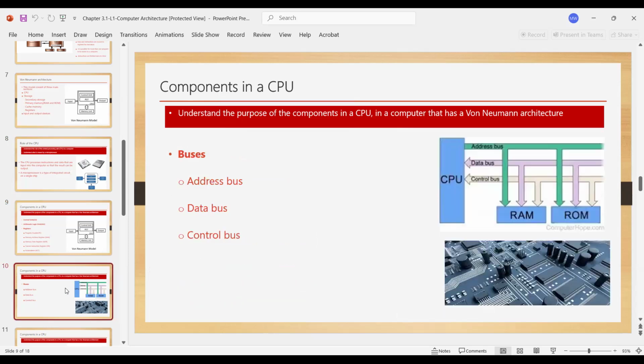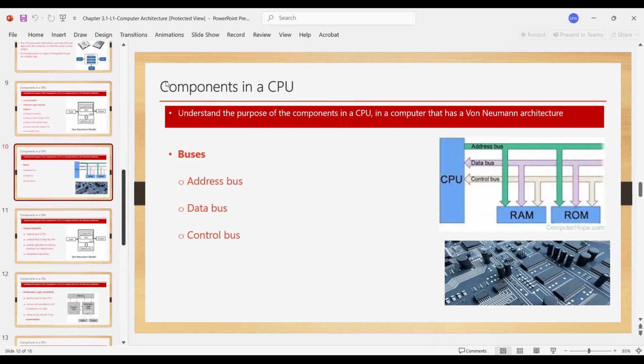In a von Neumann architecture, I also have the example of buses as well, and I have three types of buses. The three types of buses are address bus, data bus, and control bus. As you can see in this diagram, this is your CPU, and this is your RAM and ROM.